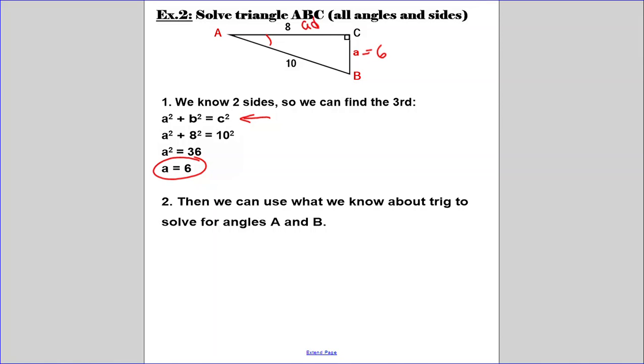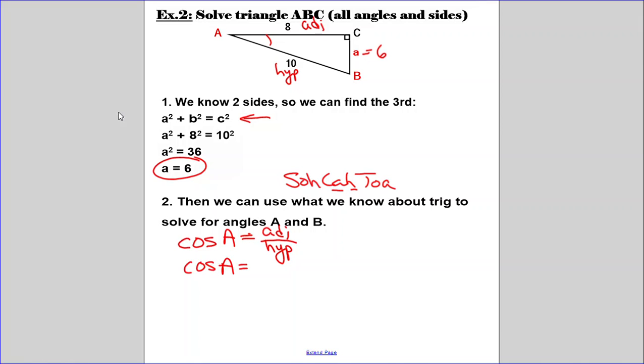8 is the adjacent side. It's the side touching the angle that's not a hypotenuse. And 10 is the hypotenuse. That's the one that won't change anyway. So A and H. If I think about my acronym, with A and H, then I have adjacent over hypotenuse, I have cos. So the cosine of angle A is equal to adjacent over hypotenuse. The cosine of A is equal to the adjacent side, which is 8, over the hypotenuse, which is 10.